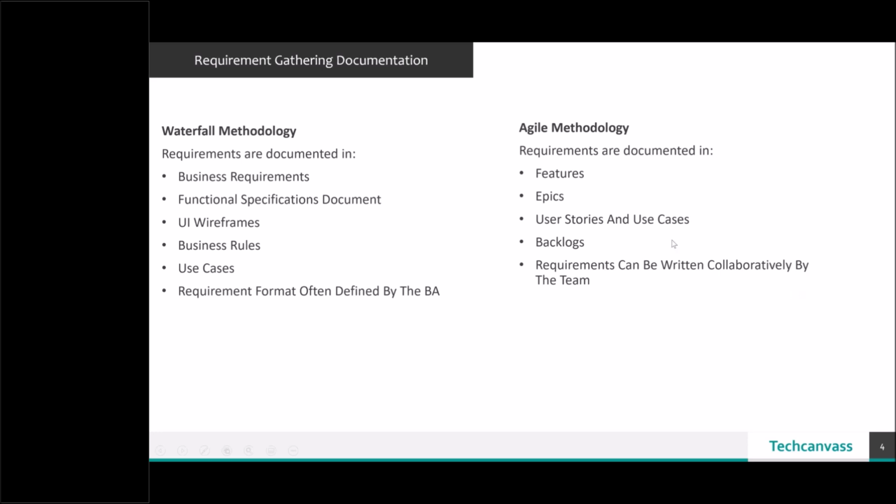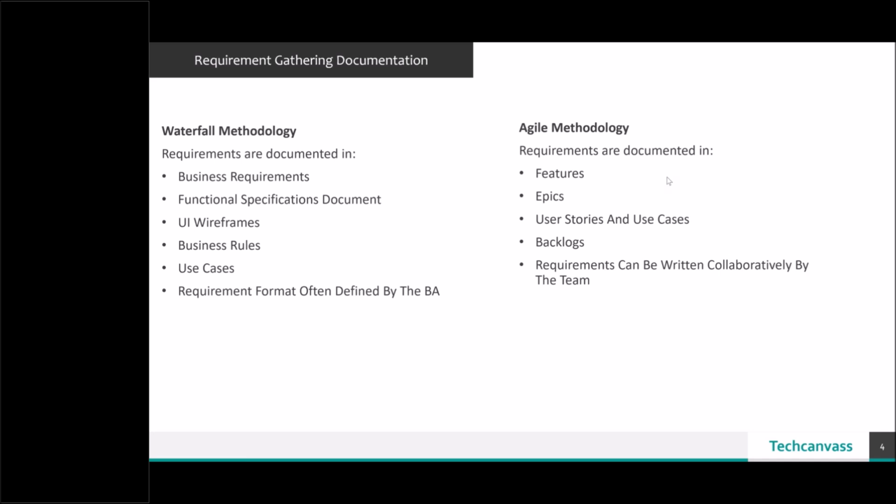Hi, I have a quick question. I don't know if you're going to cover it in the further slides, but the query that pops up in my mind is use cases in agile methodology. What are they and how are they written? Is there a specific format for writing them?